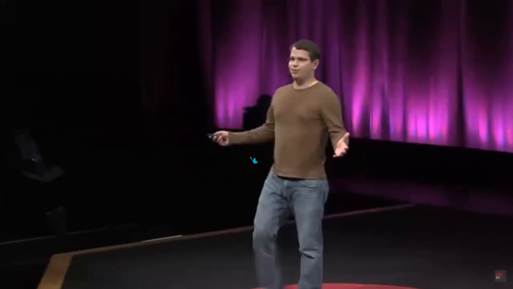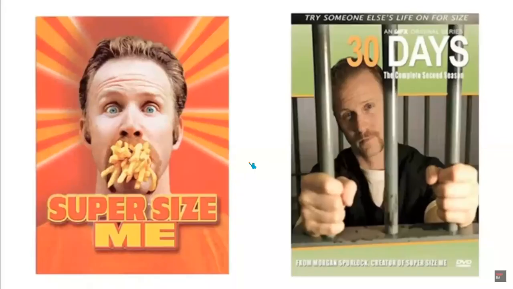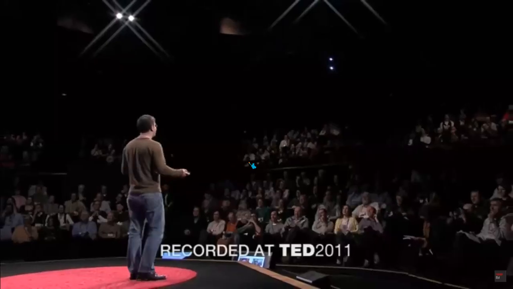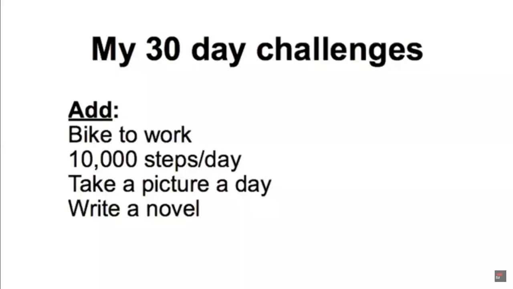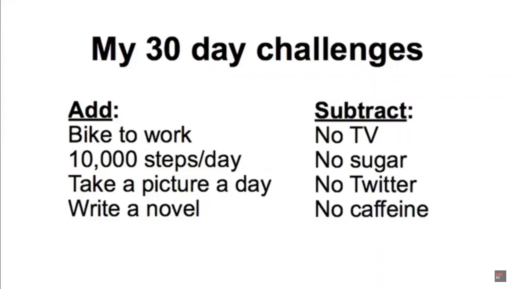A few years ago, I felt like I was stuck in a rut. So I decided to follow in the footsteps of the great American philosopher, Morgan Spurlock, and try something new for 30 days. The idea is actually pretty simple. Think about something you've always wanted to add to your life and try it for the next 30 days. It turns out 30 days is just about the right amount of time to add a new habit or subtract a habit, like watching the news, from your life.